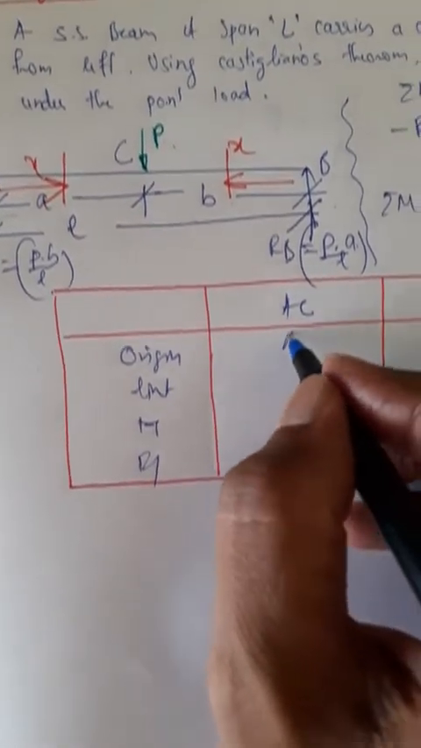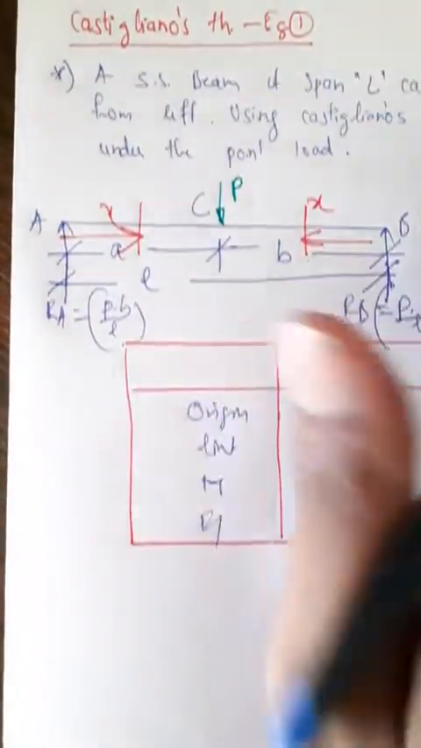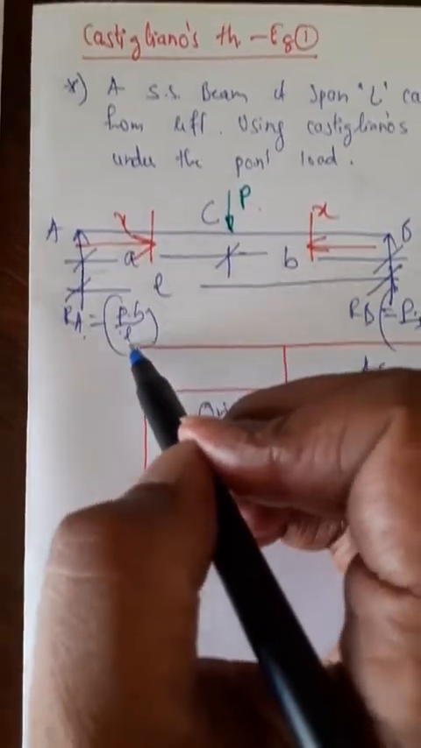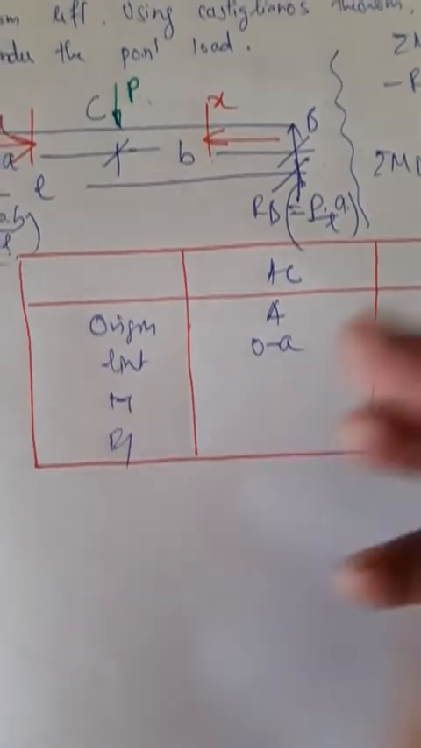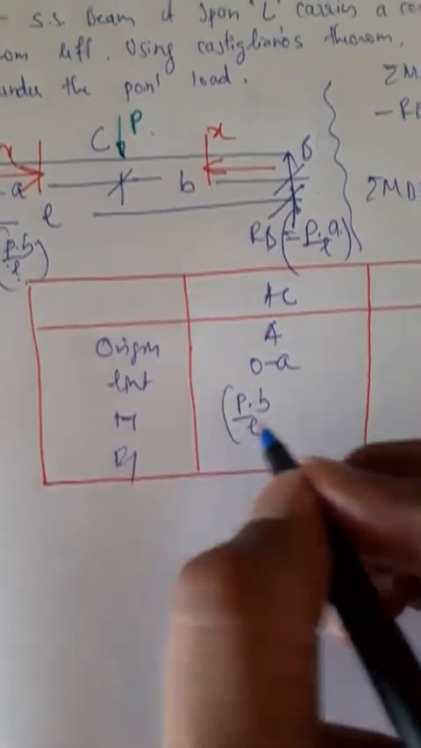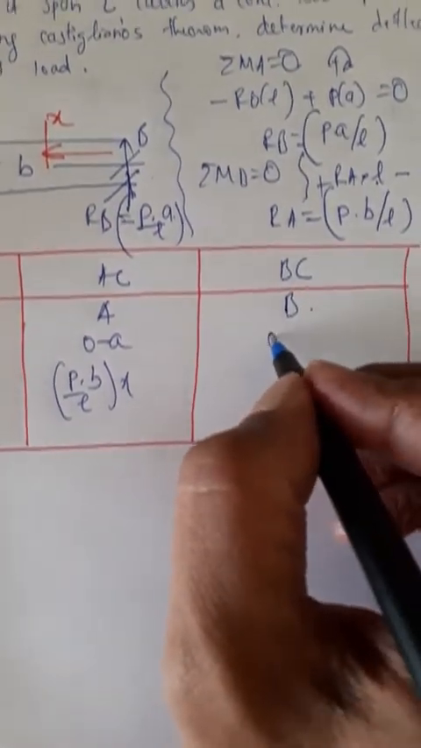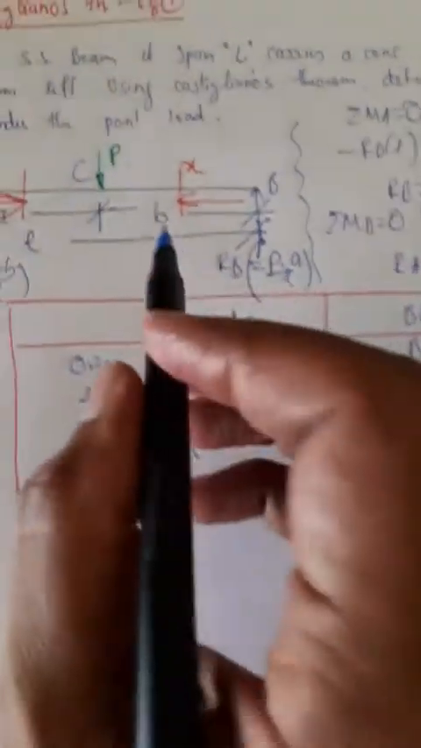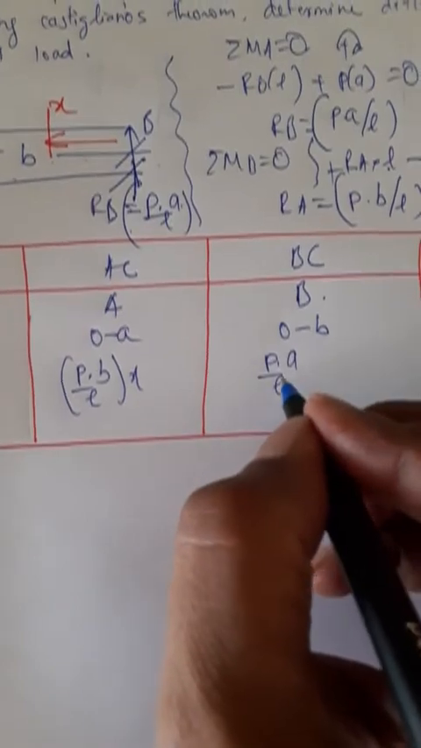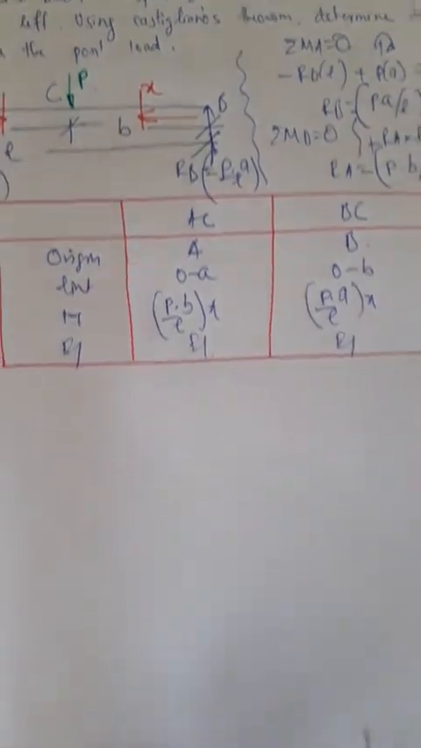Origin is A, limits 0 to A, moment M, moment at this section. Forget this part of the beam, consider only this much. So moment at this section is RA into X, so P into B by L into X. Now here for this, origin is B, limit 0 to B. Again moment at this section is RB into X, so P into A by L into X. These values of EI are the same constant.